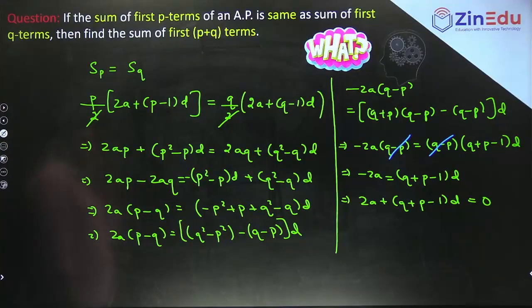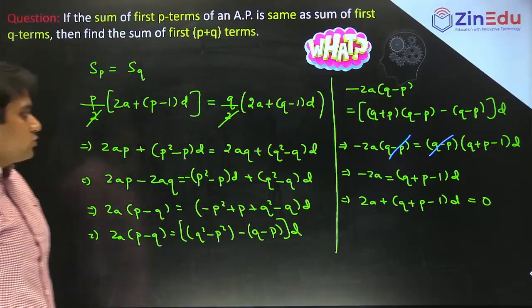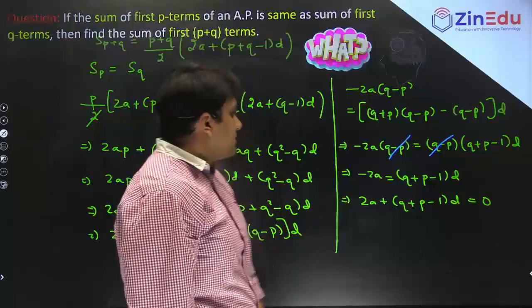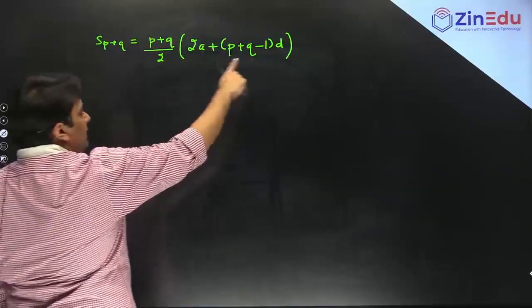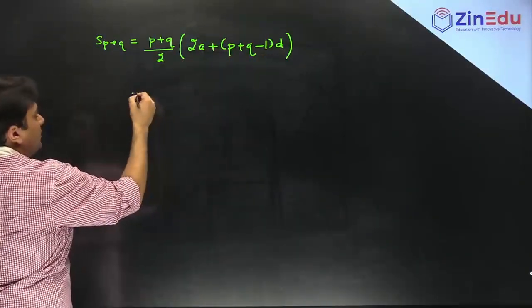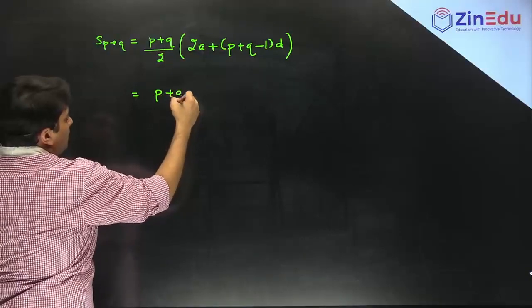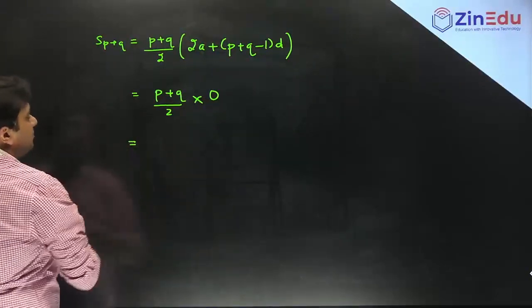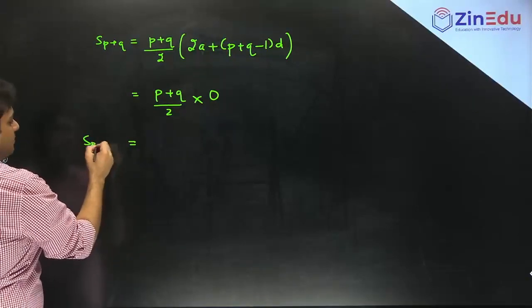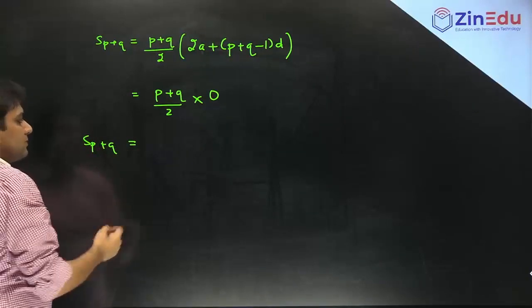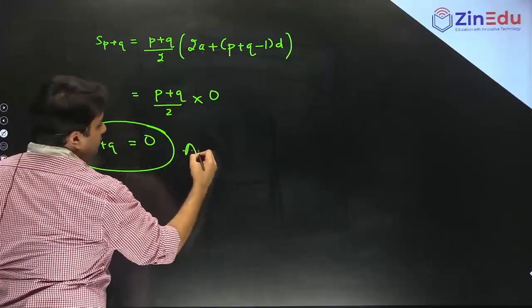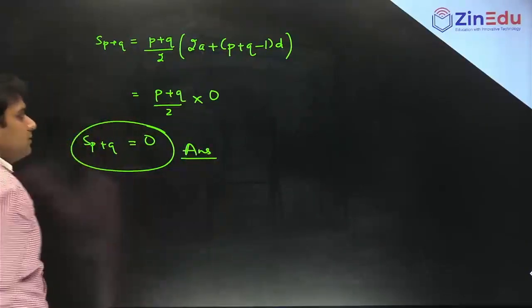So let us check from this last statement. We are getting 2a plus q plus p minus 1 into d as 0, and this is what is written over here. So that means we are getting a term which is 0. So if I multiply this term by 0, we get S of p plus q, that means the sum of p plus q terms as 0. So that would be our result.